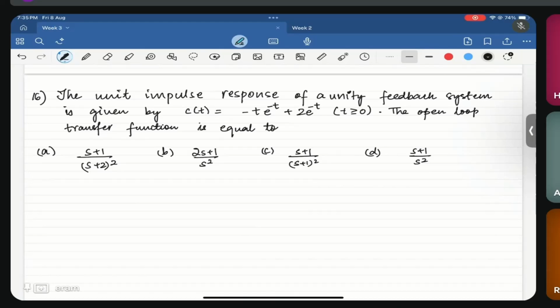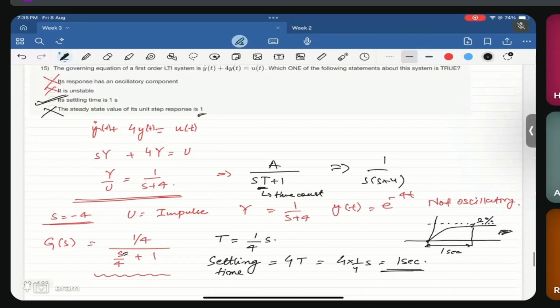So for this problem, there is a doubt. Ma'am, in the previous question, the s coefficient is taken as the time constant. You say this is a standard notation. How is this? Sorry, can you repeat? This G of s is equal to 1 by 4 upon s by 4 plus 1. This one. Ah, yes, we have to ensure that.